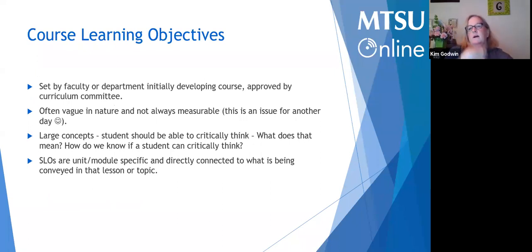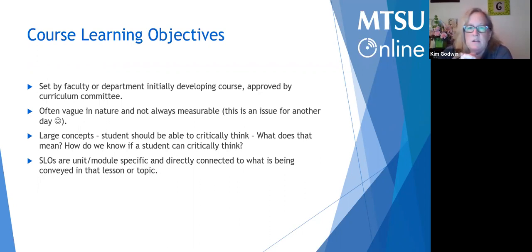So just a quick recap of course learning objectives. Just some things to think about with those. They are set by faculty or the department initially developing the course, and are approved by a curriculum committee or graduate studies, depending on your level in the university, which one of those committees does it. But they're the ones that are approved. They're the ones that are in your syllabus. They're stated, and they're the ones you're not supposed to change because they were approved by the university.